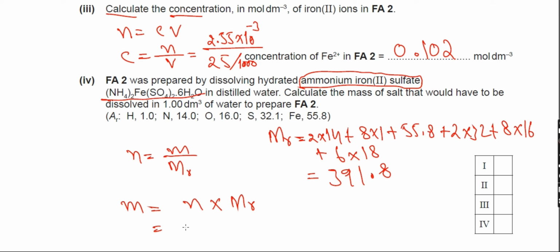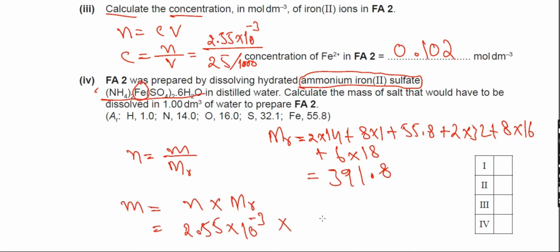We calculated the moles above, okay? So the mole was 2.5 times 10 raised to the power minus 3. Remember that in this compound the moles of the iron are 1, meaning exactly 1 mole of iron. So if we are taking 1 mole of iron, we have to take 1 mole of the whole compound. So that's why the moles remain the same.